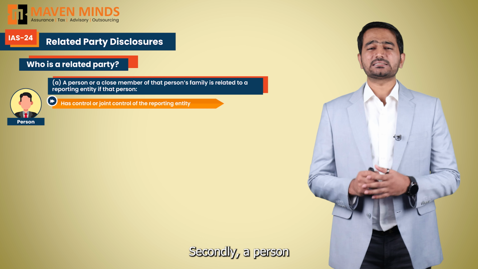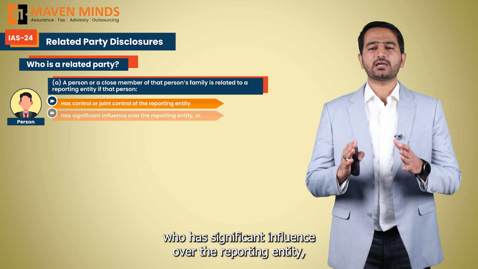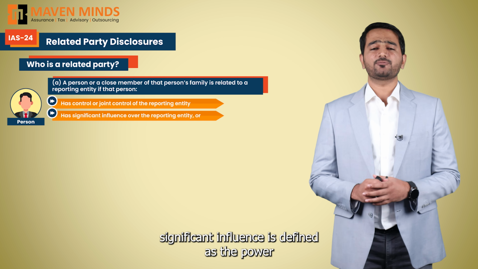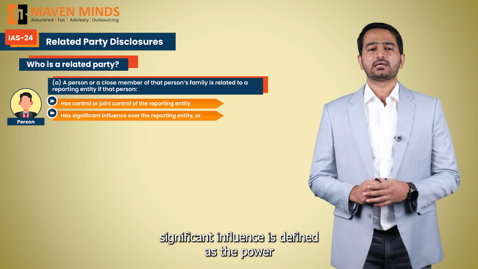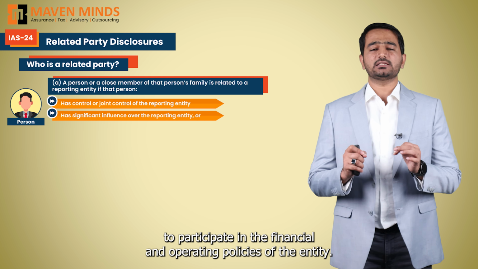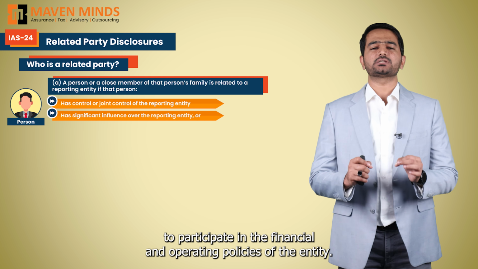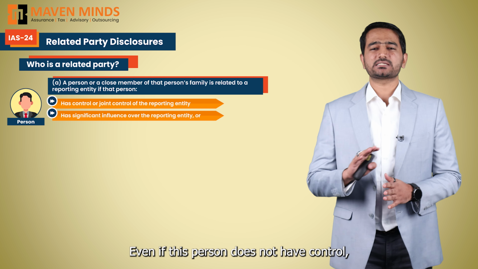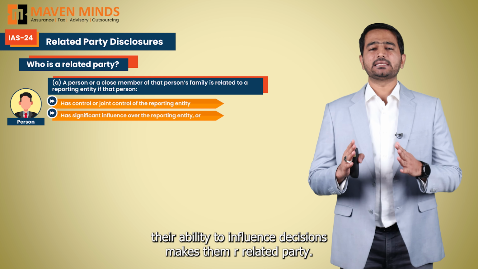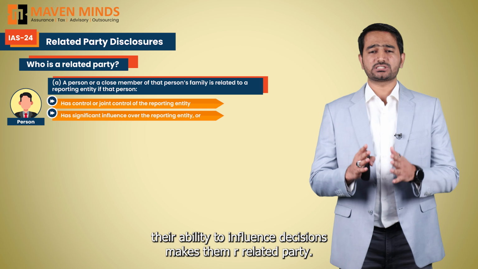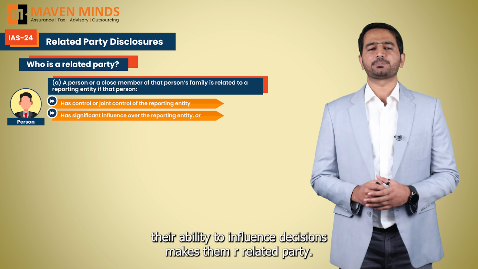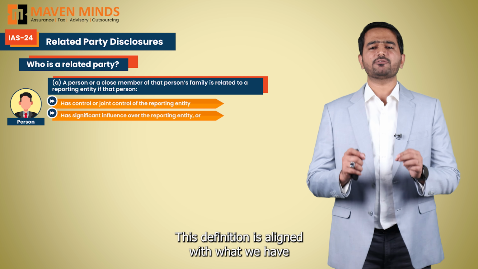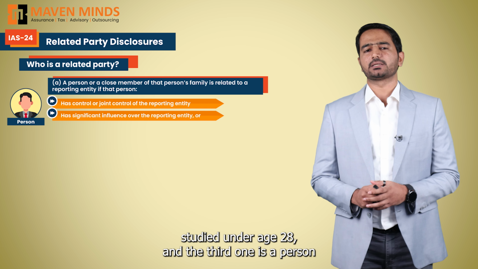Secondly, a person who has significant influence over the reporting entity. Significant influence is defined as the power to participate in the financial and operating policies of the entity. Even if this person does not have control, their ability to influence decisions makes them a related party. This definition is aligned with what we have studied under IAS 28.